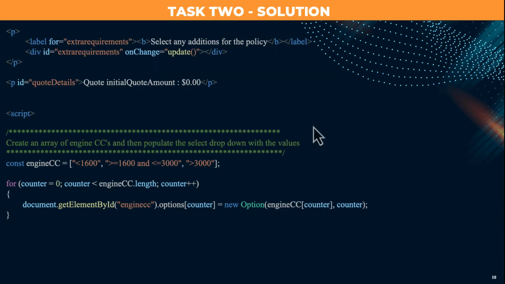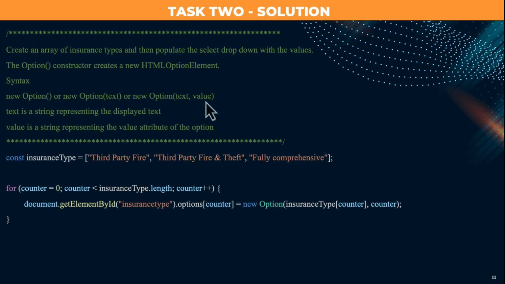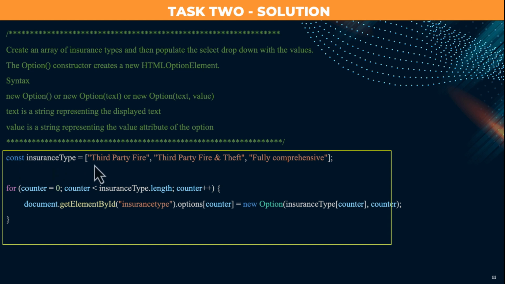So in the last example, that's what we said, that we want this part to be the text. So engine CC was the array, and position 0 was the less than 1600, and then the second part was 0. So that was the value. So we're giving it a value which is related to the counter. And this is the same in this example. So constant insurance equals is the array, and then we iterate through it and we add a new element at position 0, 1 and 2.